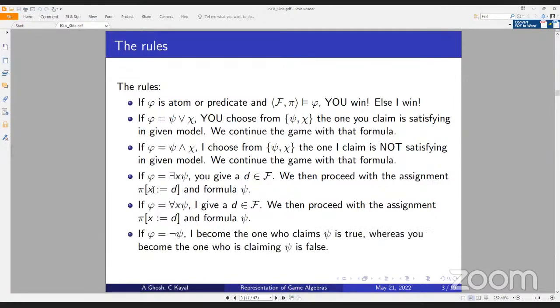And not psi is a special case. So not psi is, I am trying to prove phi false, and you're trying to prove phi true. Hence, you will now have to prove psi to be false. Now you become the falsifier. I become the prover who proves that psi is true, and we proceed with the game, switching our claims with the subformula psi. Okay, so I hope no questions here. I think the rules are pretty clear.